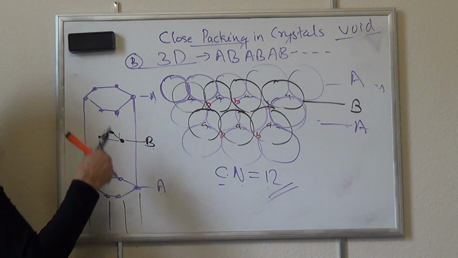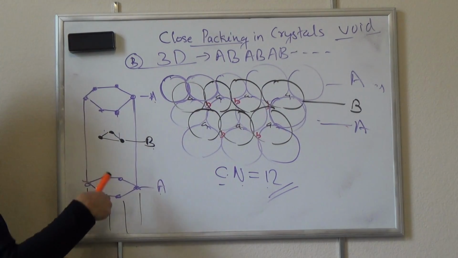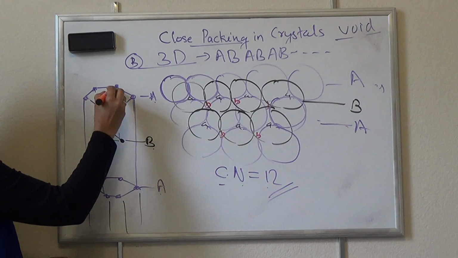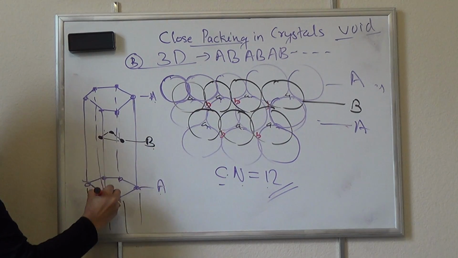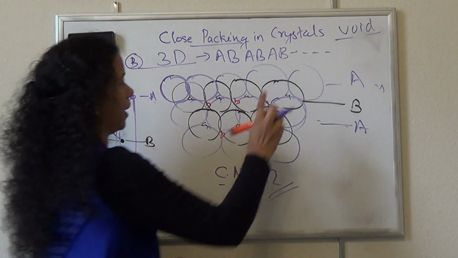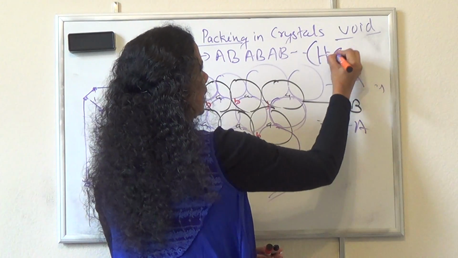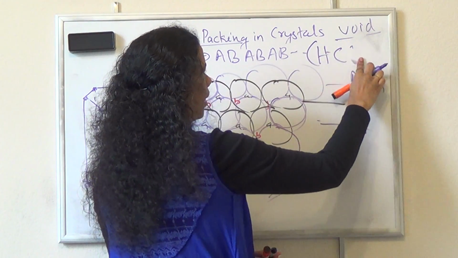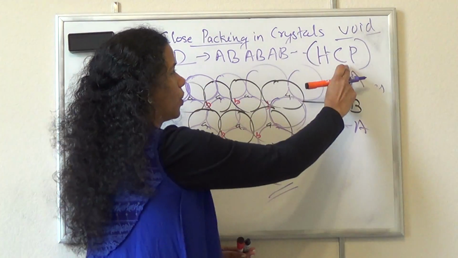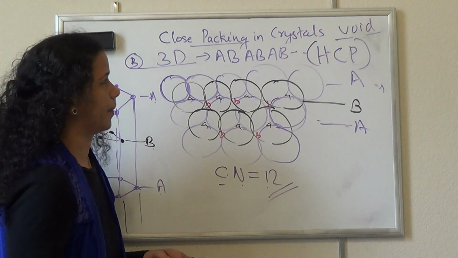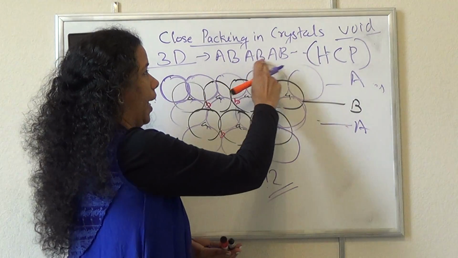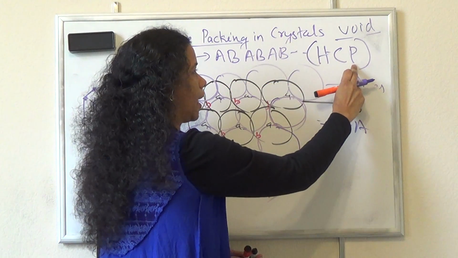So what is this shape? When we join these lines, we will get a shape of hexagon. So this is called hexagonal close packing. In two dimension also there is one hexagonal close packing. Here it is also hexagonal close packing. So in 3 dimension, the second type of arrangement is called AB arrangement or hexagonal close packing.